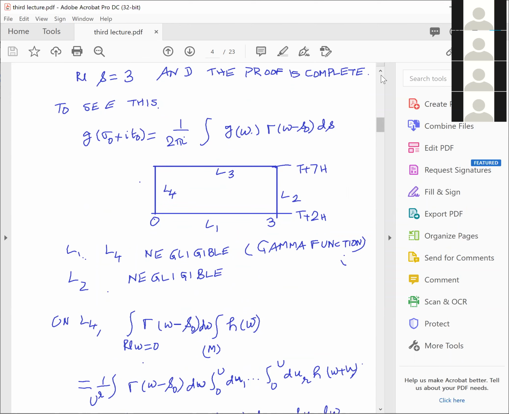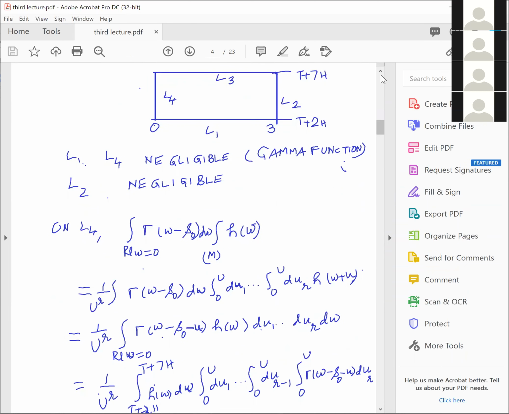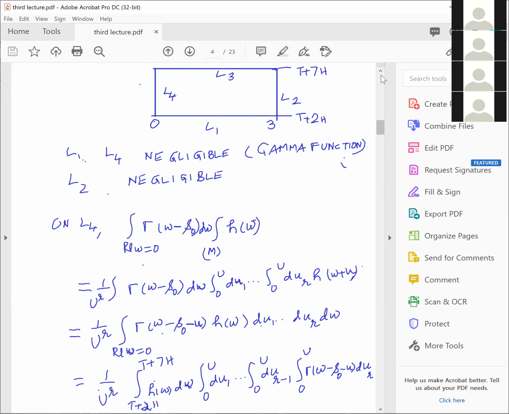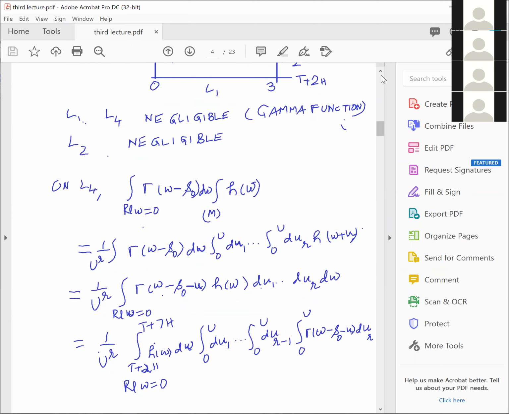And in L4, you write exactly what you want, and then interchange the summation. Then you have the integral over t plus 2h to t plus 7h, h of w dw, on the line real part of w equal to 0. And then you have the multiple integral. And then finally, you have a d-u integral, which is gamma of w minus s naught minus u du. And now you see the last du integral is bounded. Therefore, I have already gained one u. Therefore, that is bounded, and therefore, in the multiple averaging, I have only r minus 1 integrals.